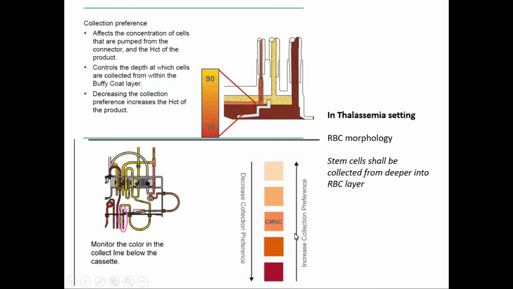So in thalassemia settings, when you are doing a transplant for thalassemia patients, most likely a haplo transplant, the donor will have thalassemia trait. In thalassemia trait, the problem is that the carriers also have microcytic hypochromic RBCs. Because of that, the RBC size as well as density are lesser than the stem cells. So our stem cells will be in the RBC layer. So when you do a collection for thalassemia trait individuals, you should always try to collect at a lower collection preference and from the RBC layer, because your stem cells will be in the RBC layer, not in your mononuclear cell layer. That is something you have to remember.